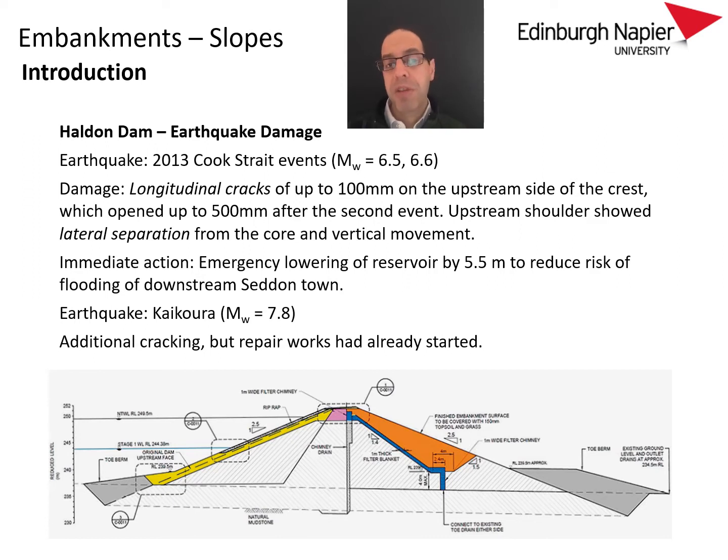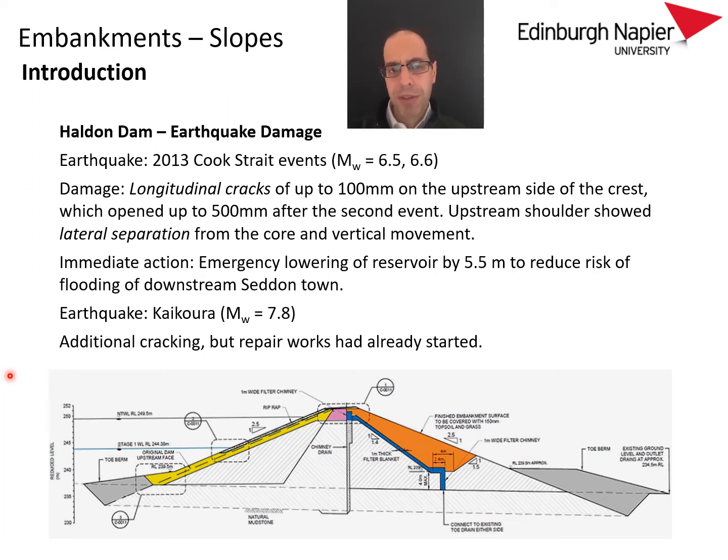This dam experienced some damage during the earthquakes of 2013, which are called the Cook Strait events, which had magnitudes of 6.5 and 6.6. Now, noticeably, the second earthquake is not really an aftershock, at least within the standard definition, because it has a magnitude higher than the first event, and it is not an insignificant increase. Remember that the earthquake magnitude is on a logarithmic scale, so a decimal point is actually a large increase.